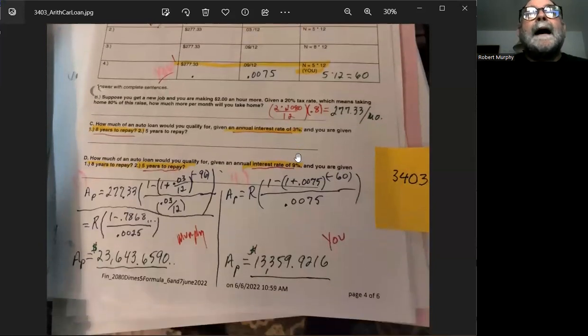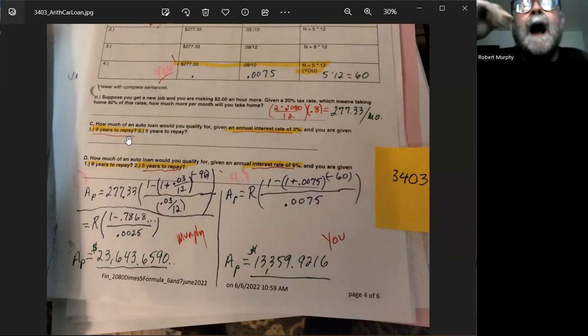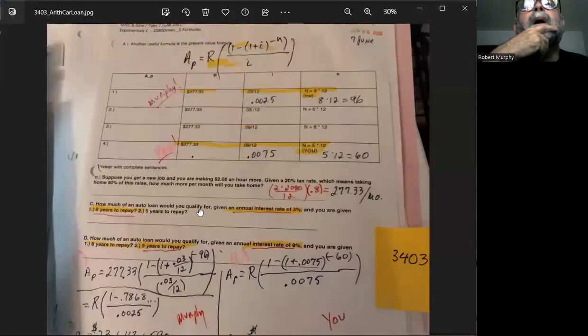Now, down here, this got messy. There's Murphy, that's me, and there's you over there, all right? Now, Murphy gets 3%, and Murphy gets 8 years. Where did that come from? Oh, look at that. I get 0.03 divided by 12, which turns into 0.0025. And I get 8 years times 12, which is 96 months.